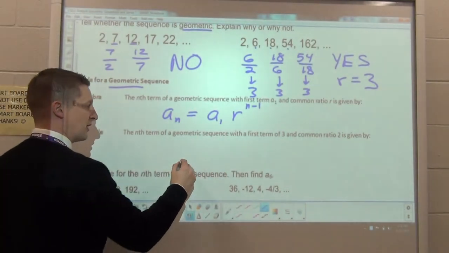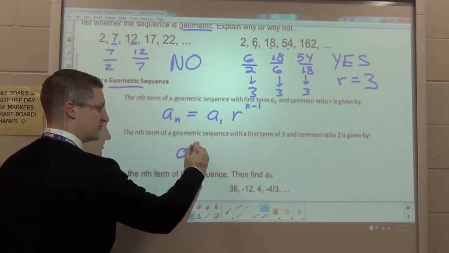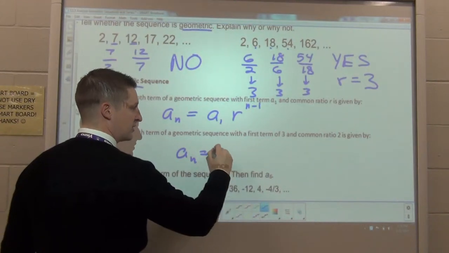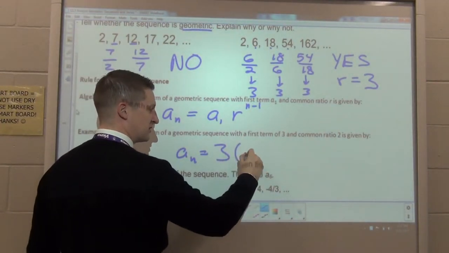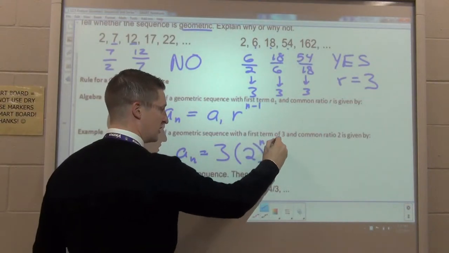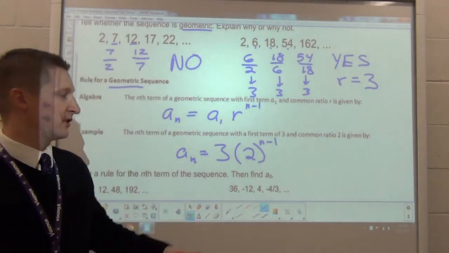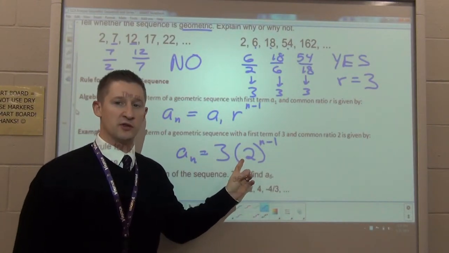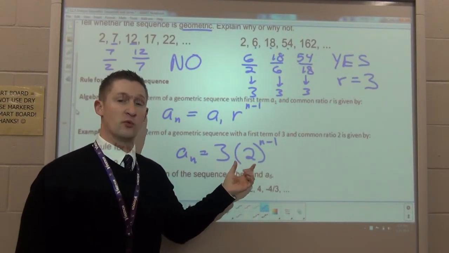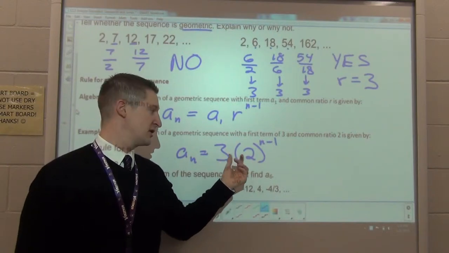For an example with some numbers in it, the nth term of a geometric sequence with a first term of 3 and the common ratio of 2 will be given by something like this: 3 times 2 raised to the n minus 1. Now, typically we'll put the ratio in parentheses, or we'll put a multiplication symbol in between those two, and understand that we don't multiply the 3 times the 2.